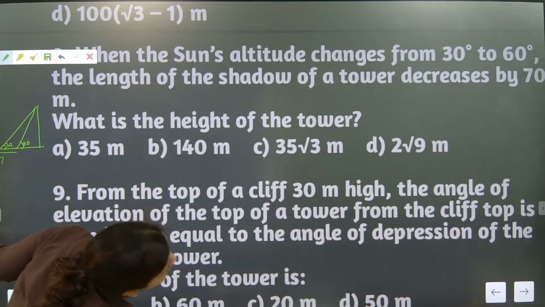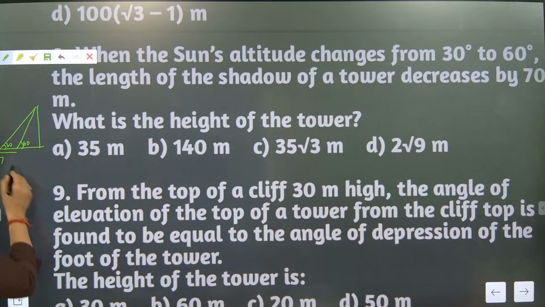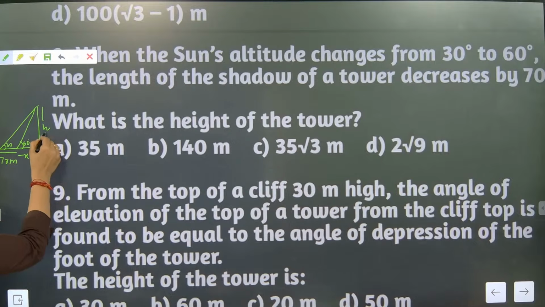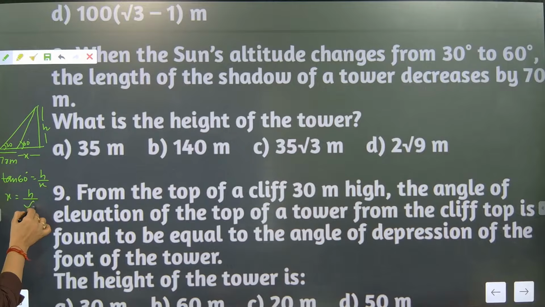70 or 75? 70. It is decreased by 70 meters. After that, what is the height of the tower? So this one will be taken as x, and the height of the tower is taken as h. So tan 60 degree is equal to h by x. So x is equal to h by tan 60, which is h by root 3. This will become equation 1.